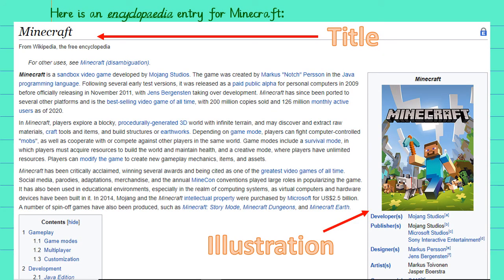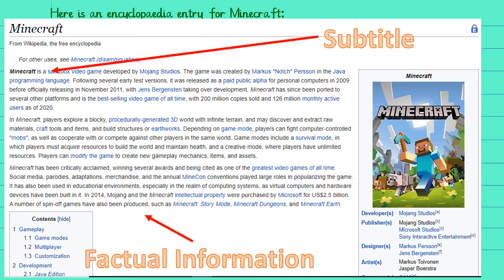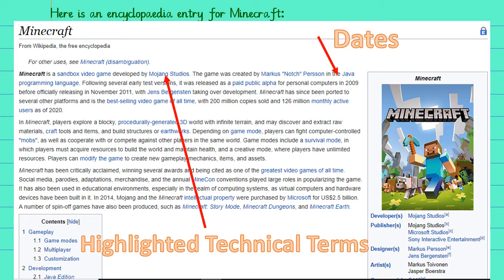So here's an example of an encyclopedia entry for Minecraft. So as you can see, it's got a title, it's got an illustration of Minecraft, it has a subtitle, it's filled with lots and lots of factual information, it has dates, and it highlights technical terms, in this case Mojang Studios. So again, you could then key in Mojang Studios or flick to Mojang Studios in your encyclopedia and read all about that specific part of information.